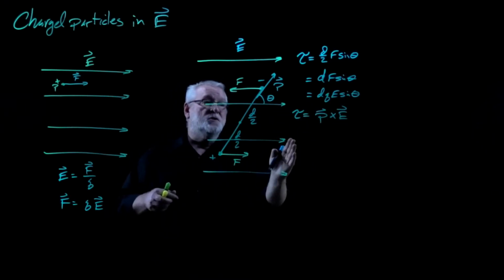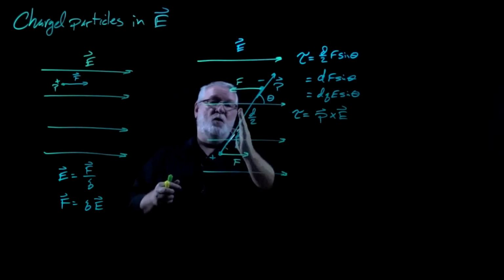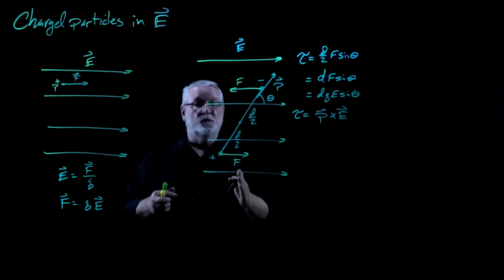You'll see that this means the torque is maximum when theta is 90 degrees, and it basically means that the moment will be perpendicular to the field. That's when the torque will be maximum.